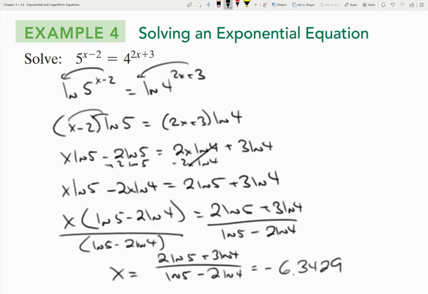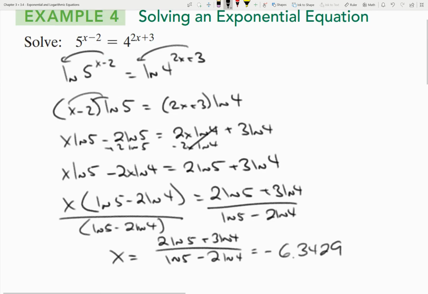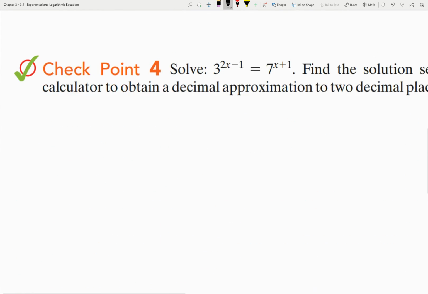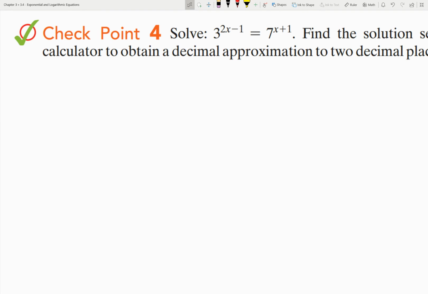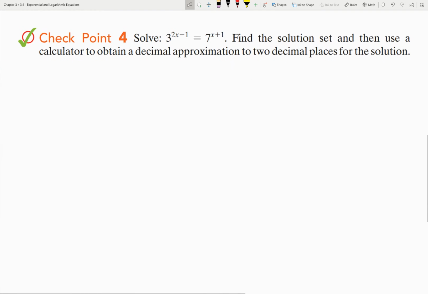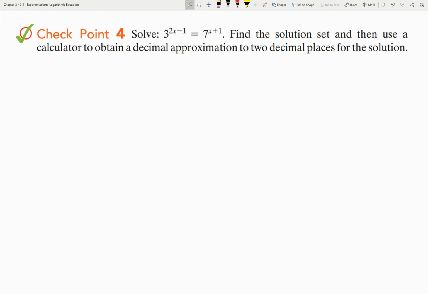Long question, a little bit harder problem, but we were able to do it. Let's try one more just like it. And again, it says use a calculator, get the solution set, the logarithm answer, and then a calculator to get the decimal approximation. We were going to do that anyway.